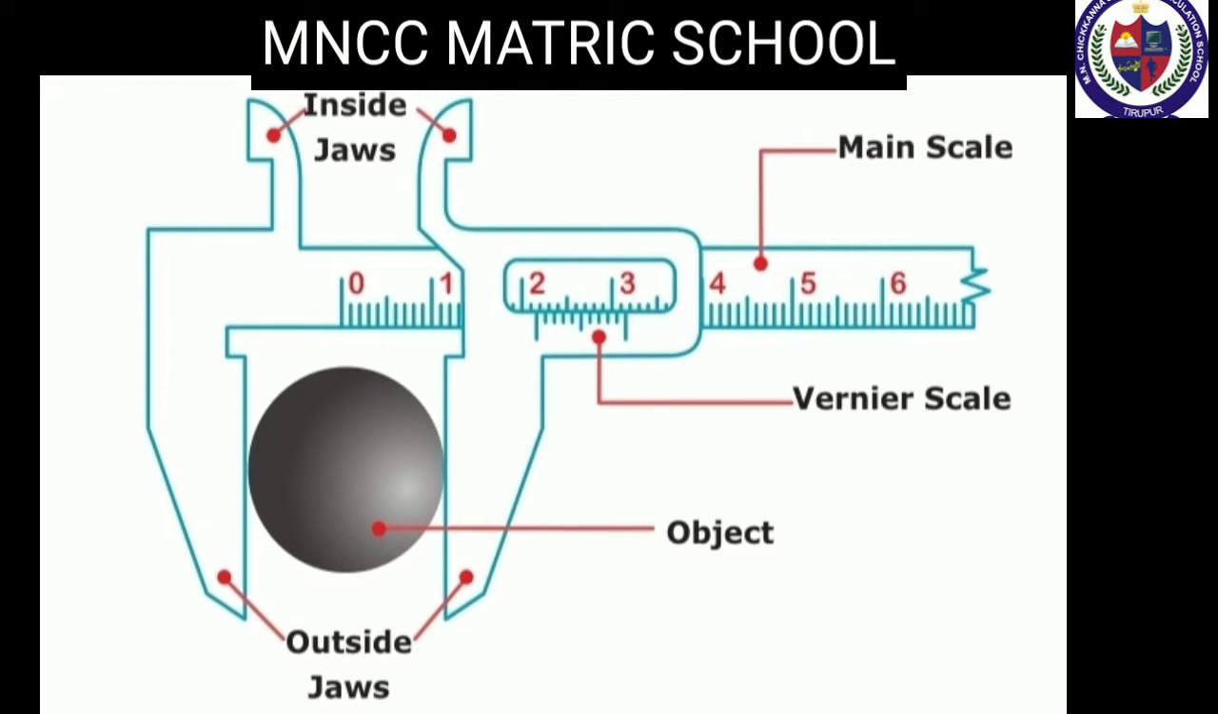Our next topic is usage of vernier caliper. The first step in using the vernier caliper is to find out its least count, range, and zero error. What is meant by least count? The smallest length which can be measured by the instrument is called least count. The least count value of the vernier caliper is 0.01 centimeter or 0.1 millimeter. This one is very important, so I repeat, the least count value of the vernier caliper is 0.1 millimeter or 0.01 centimeter.